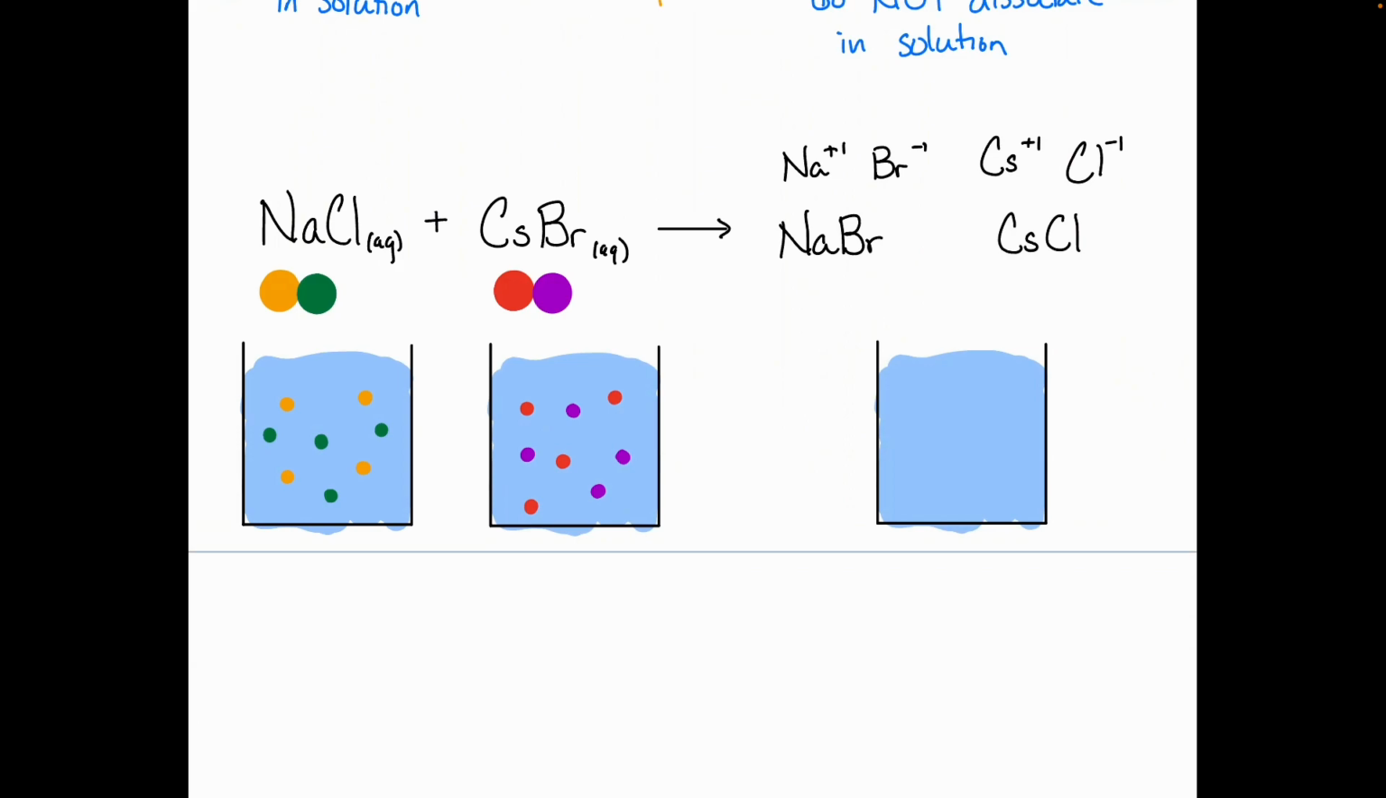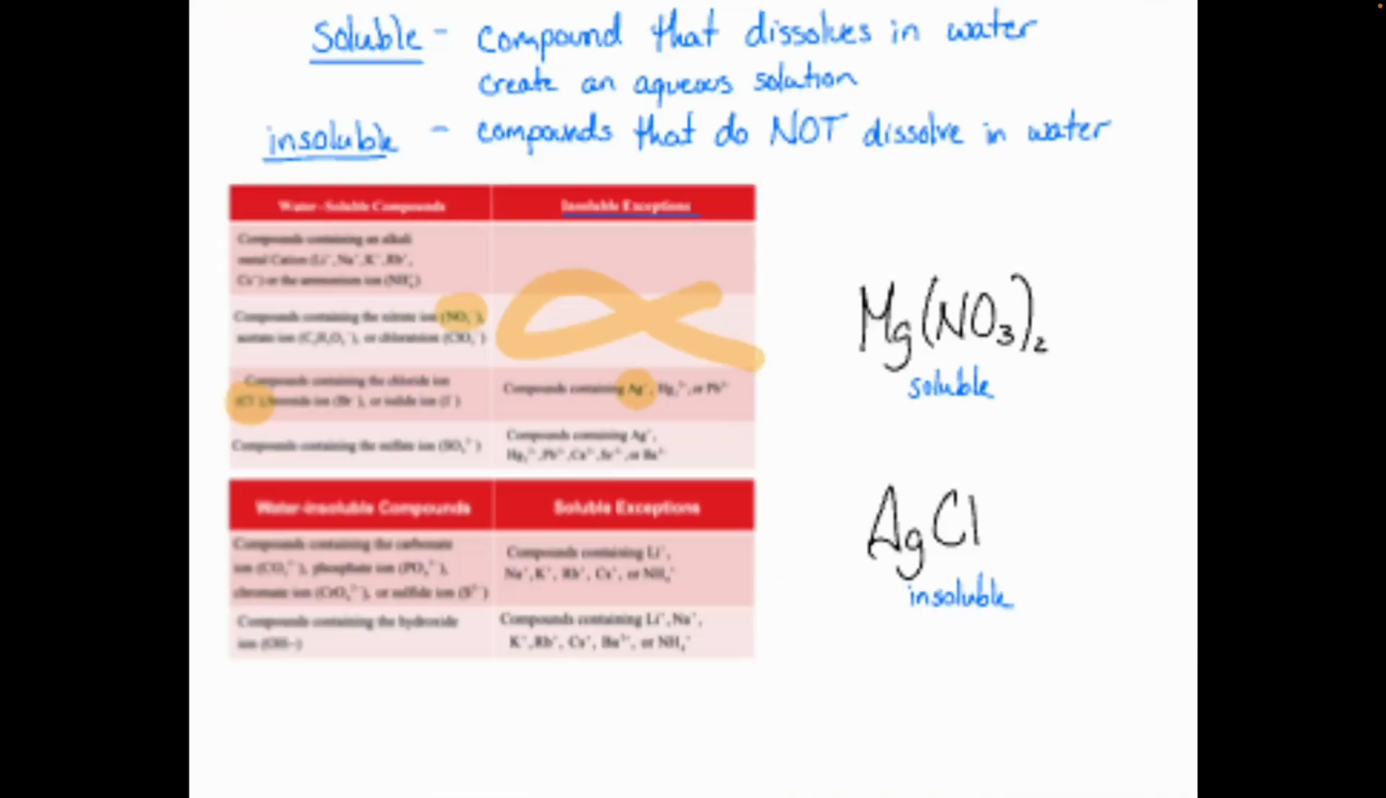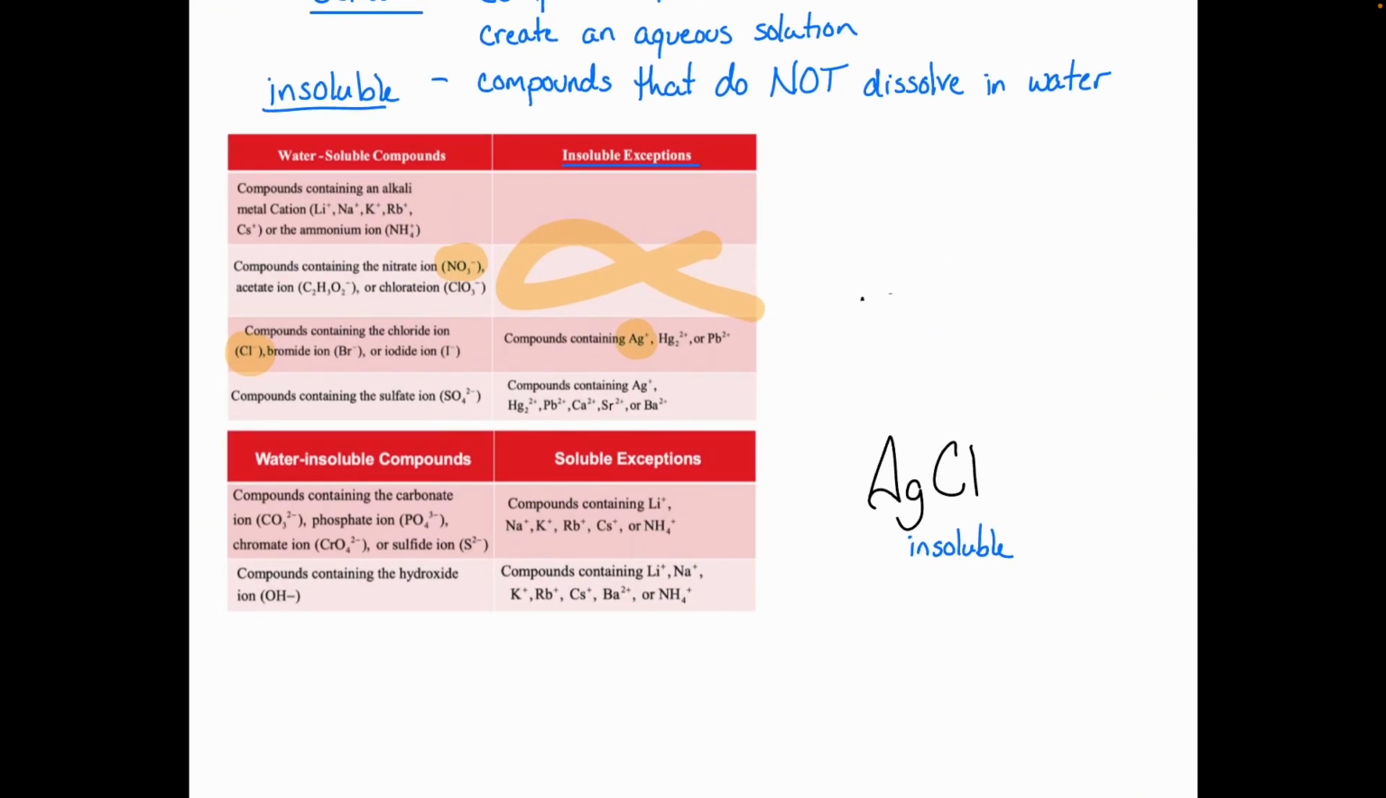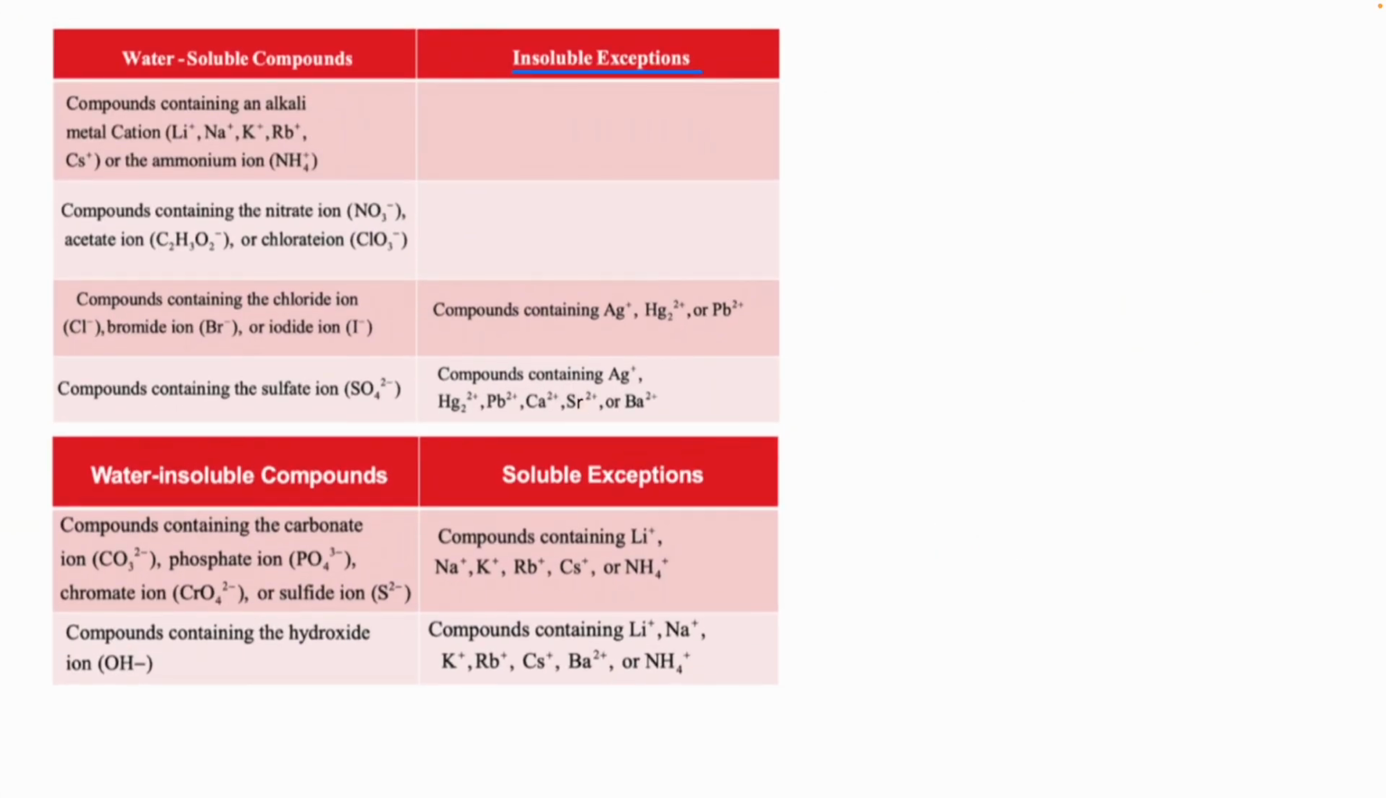And then in order to get the state of matter of these compounds, where are we going to look? That's solubility tables. So let's take our two compounds here, NaBr, CsCl. Okay, so we need to look up NaBr and CsCl. We need to determine whether these are insoluble or soluble, whether they're going to be aqueous or solid in our balanced chemical equation. Okay, so take a second to look these up.